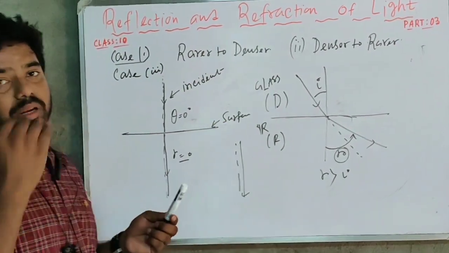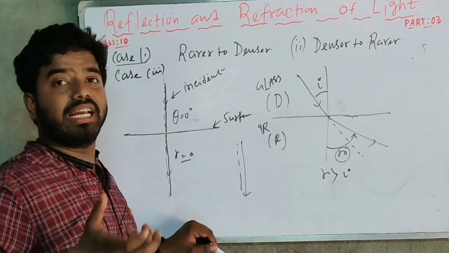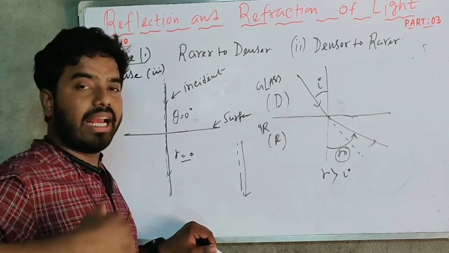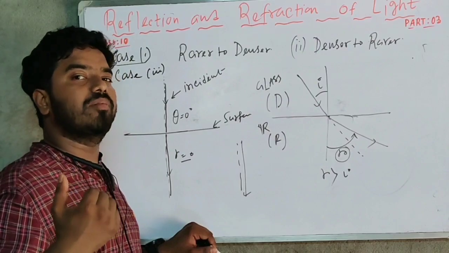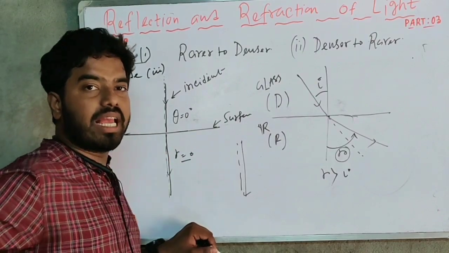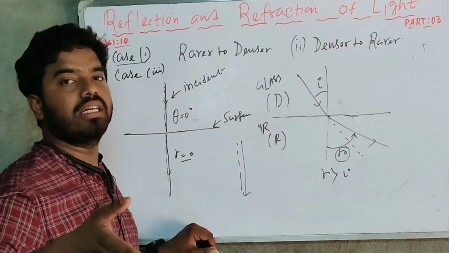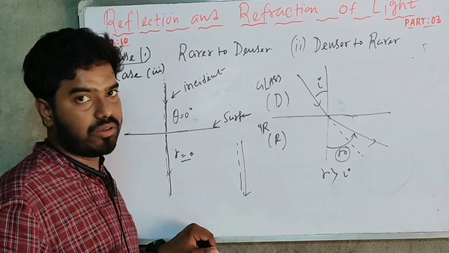So the bending phenomenon of light: when light travels from one medium to another medium, it depends upon in which medium light travels. When light travels from rare to denser medium, it bends towards the normal. When light travels from denser to rare medium, it bends away from the normal. And when light is incident normally, then there is no bending, that is angle of incidence I is equal to 0.